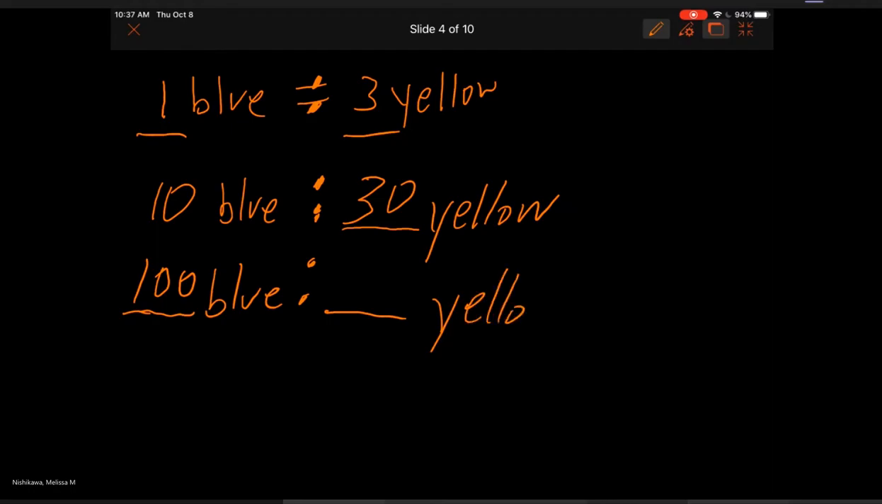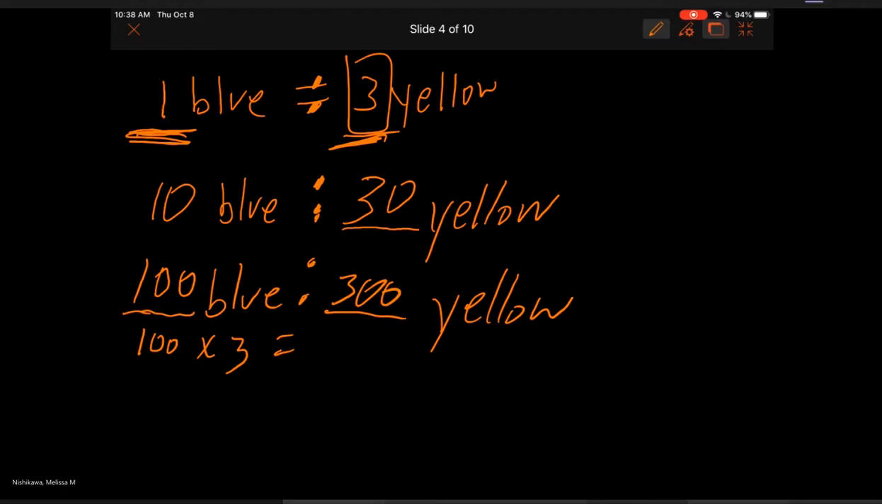However, if you have your double number line and you know from your double number line that you found 1 blue water is 3 yellow water, you can look at this 100 blue. Well, I know I can multiply my 100 times however many yellow I need, which is 3, and that would give me 300. So instead of having to draw a number line all the way out to 300 milliliters, because that would take us quite a long time, now I can just do the math.